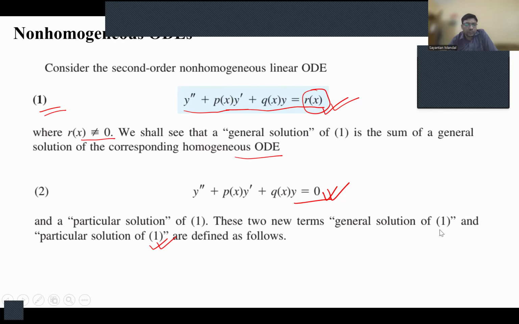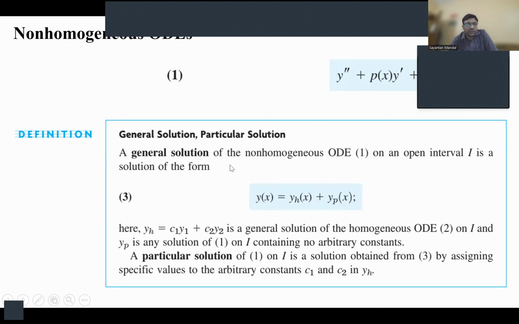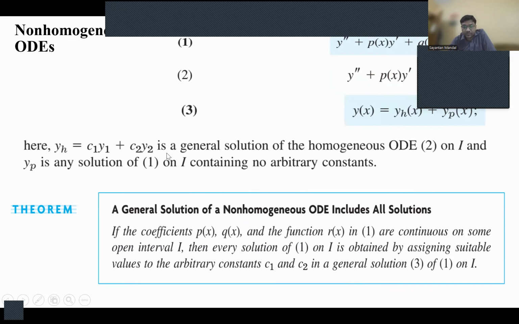These two terms, general solution and particular solution, are defined as follows. A general solution of a non-homogeneous ordinary differential equation 1 on an open interval I is of this form: y equal to yh plus yp, where yh corresponds to the general solution of the homogeneous counterpart and yp corresponds to the particular solution of the non-homogeneous ordinary differential equation. So the following theorem ensures the existence of a general solution of a non-homogeneous linear ordinary differential equation.